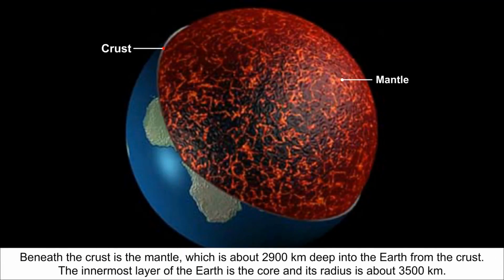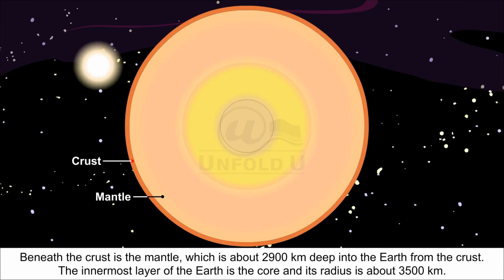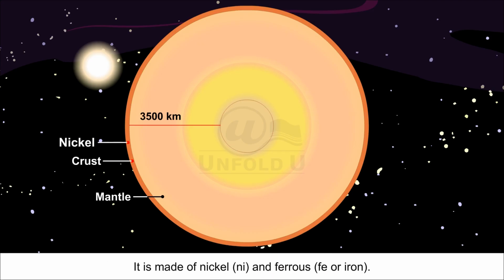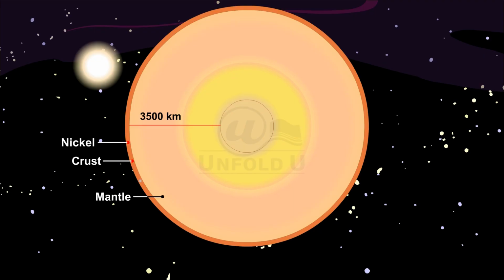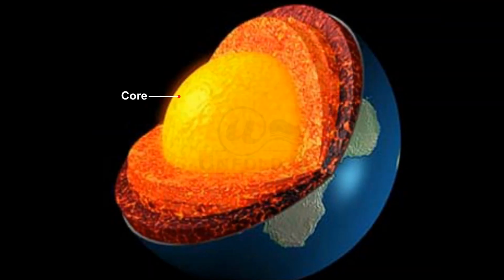Beneath the crust is the mantle, which is about 2,900 km deep into the Earth from the crust. The innermost layer of the Earth is the core and its radius is about 3,500 km. It is made of nickel, Ni, and ferrous, Fe or iron. Hence it is called NiFe. The center of the core is bound under extreme pressure and temperature.